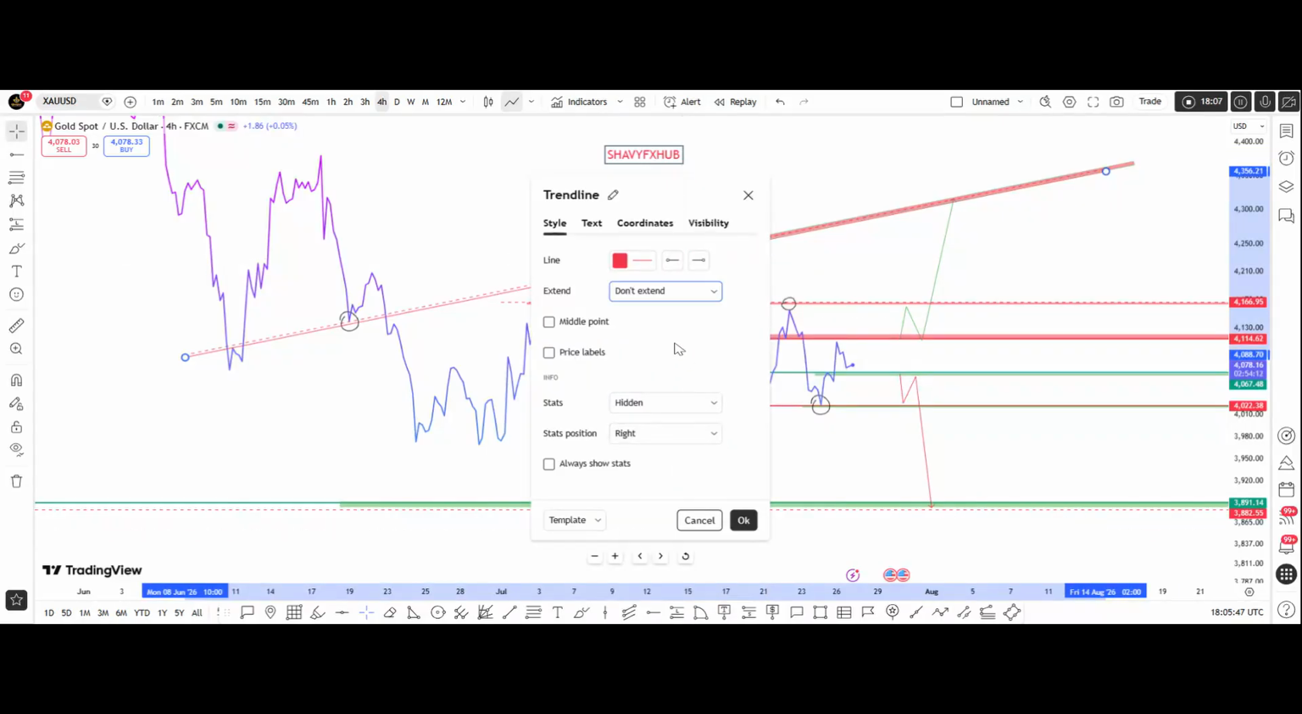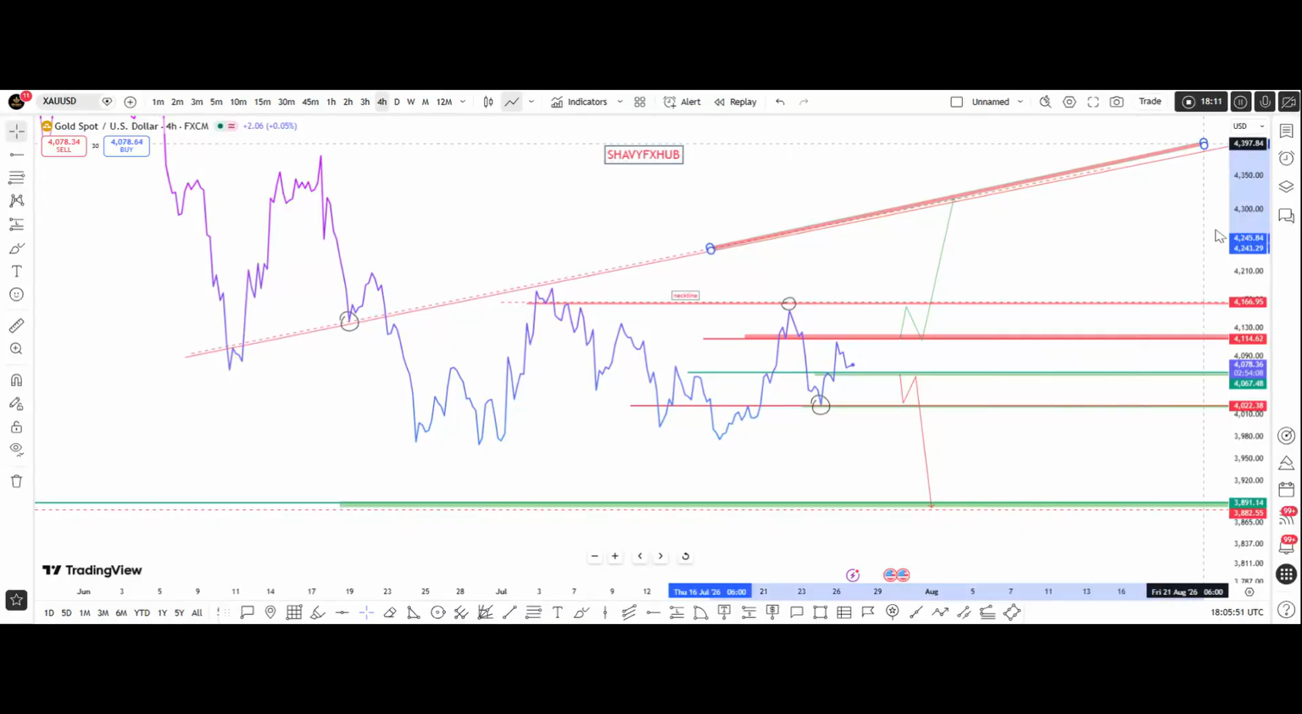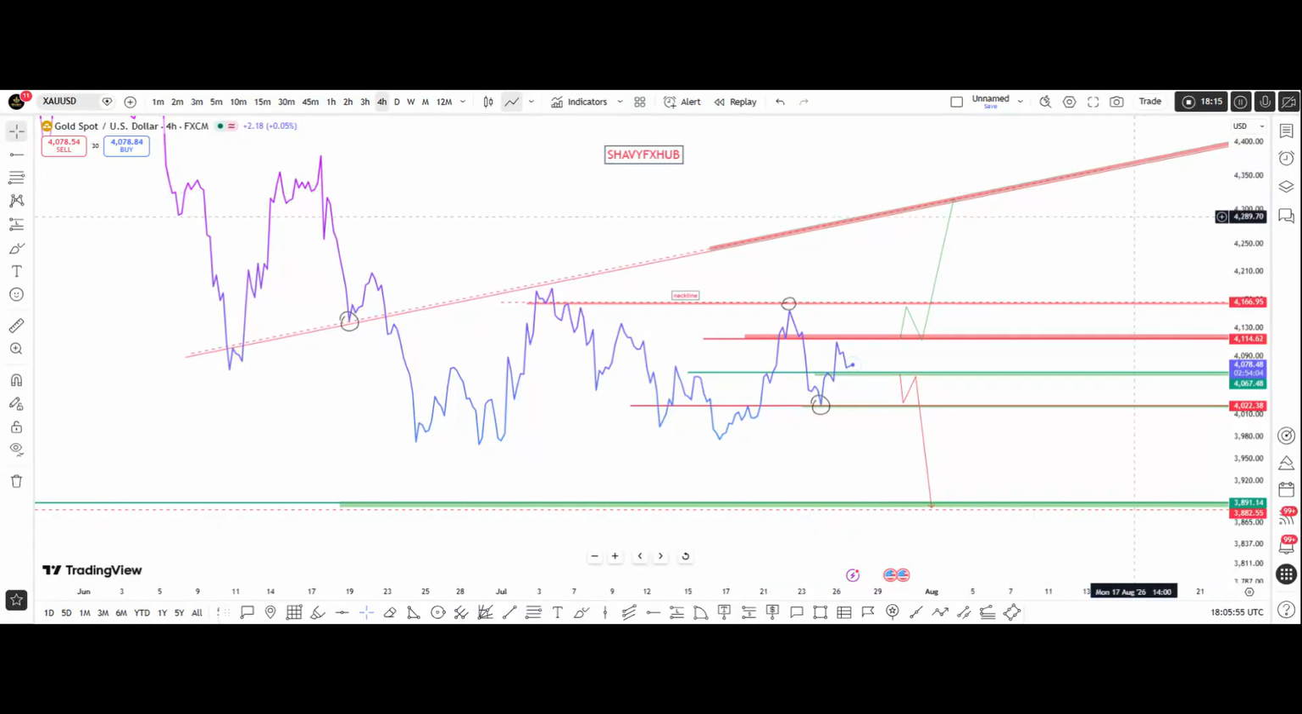And here at Shavyfxhub, our goal is to attain 100% market accuracy or nothing. If it's not 100%, then we are not going to stop until we attain 100% accuracy in the financial market. Then we'll know that we have done a good assignment.